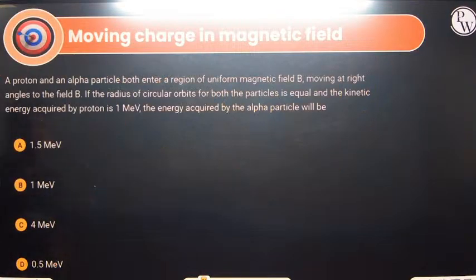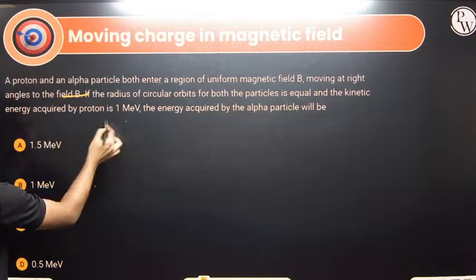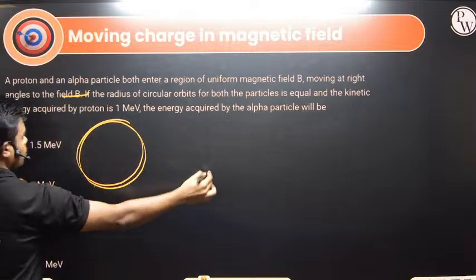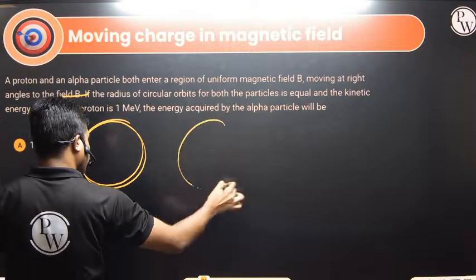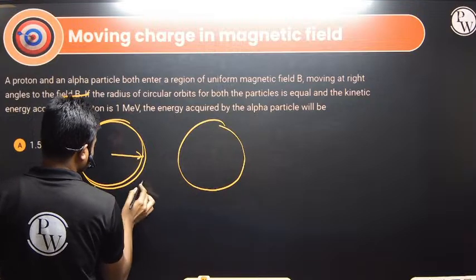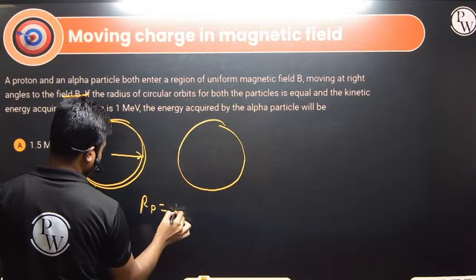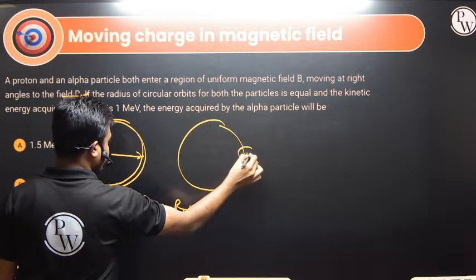A proton and an alpha particle both enter a region of uniform magnetic field B, moving at right angles to the field. Yes, they are moving in a circular path. The radius of the circular path of both particles is equal. So both have the same radius, that is, radius of the proton is equal to radius of the alpha particle. One is the alpha particle and the second is the proton.